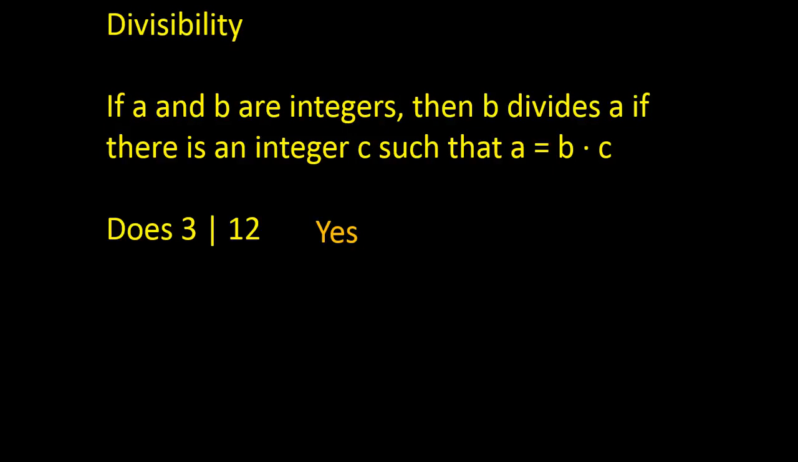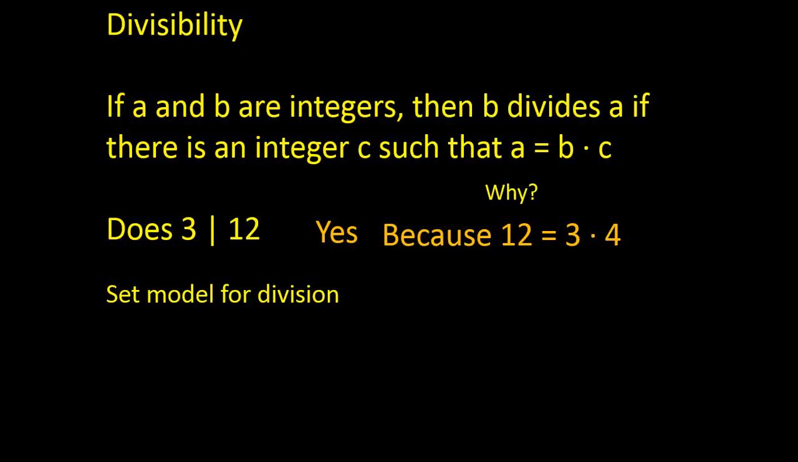And according to this definition, 3 divides 12 because there is a number, and that number is 4, that we can multiply the 3 times so that we end up with a product of 12. So 3 divides 12 because 12 equals 3 times an integer 4.